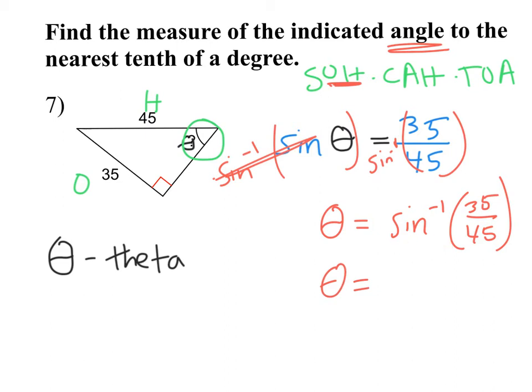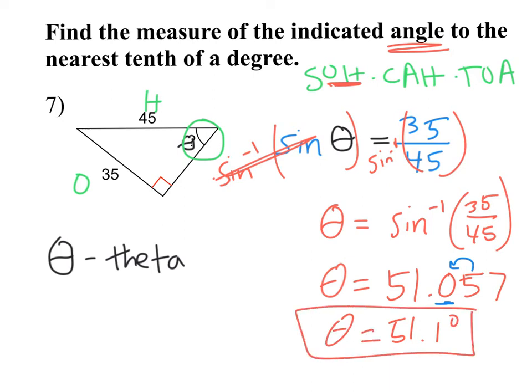And then do 35 divided by 45. Your calculator is sometimes picky with fractions here, so I would just enter this as a division problem, because that really is a division problem. And hit enter. And you should be getting 51.057, and it keeps going. I'm rounding to the tenth of a degree this time, so that would be this place. The 5 tells me to round up. So I'm actually going to get 51.1 degrees.